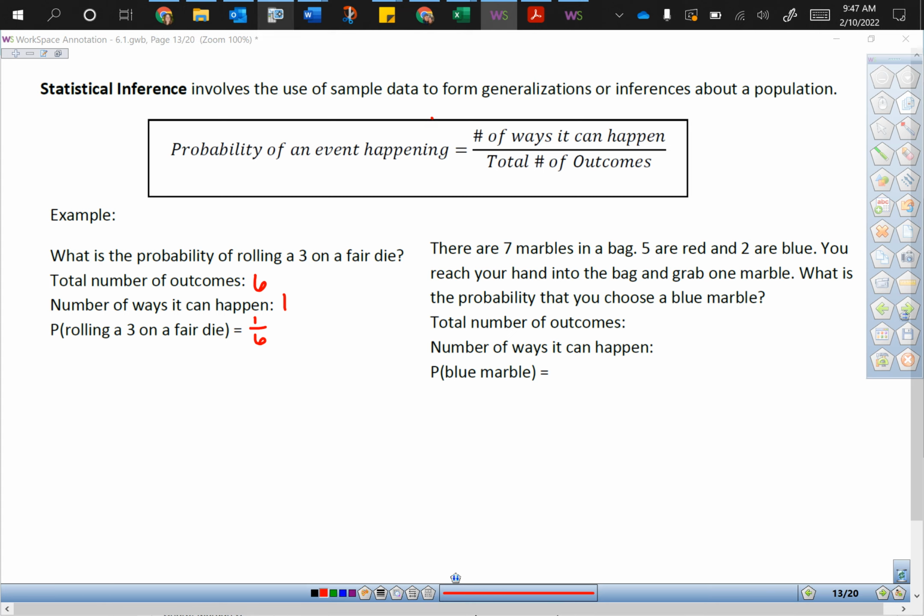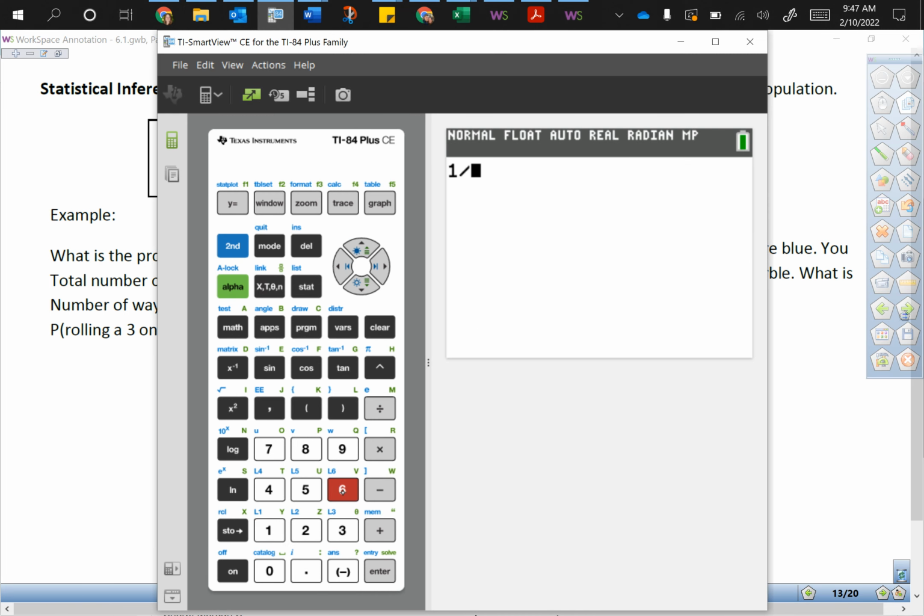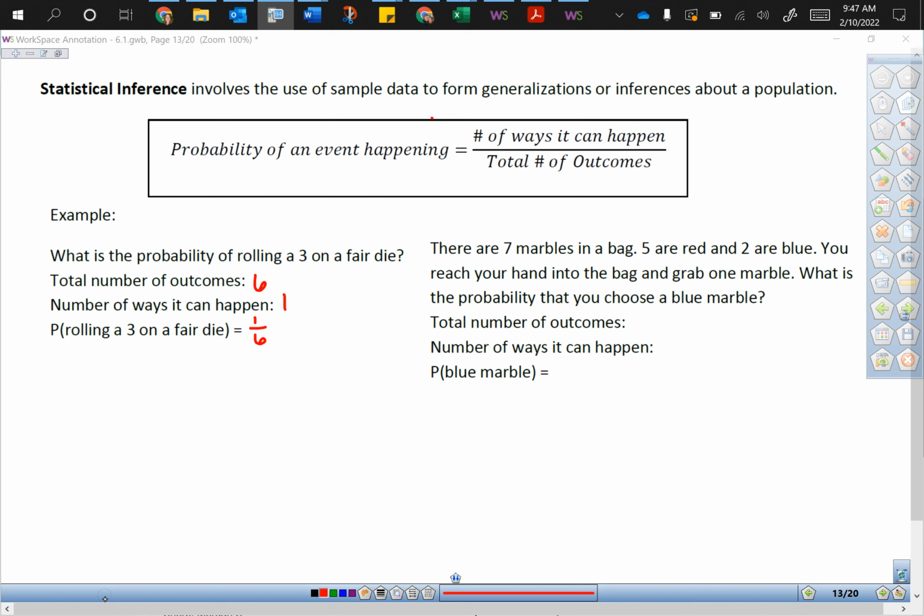Now, if we put that into our calculator, 1 over 6, what are we going to get? I'm going to say about 0.16 repeating, 0.167, 0.17, something along there. Now, if you compare that to our probability line up top, do you think this is impossible, unlikely, 50-50, likely, or certain? This is unlikely. Doesn't mean it won't happen, because you guys know as much as I do that I have rolled a 3 on a die, and so have you, but the chances are low.